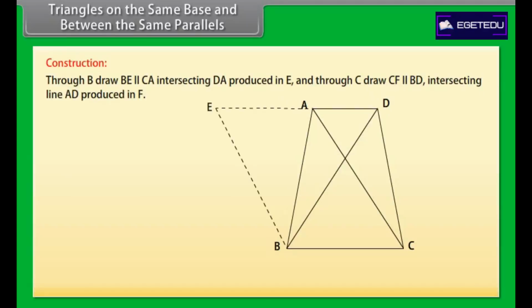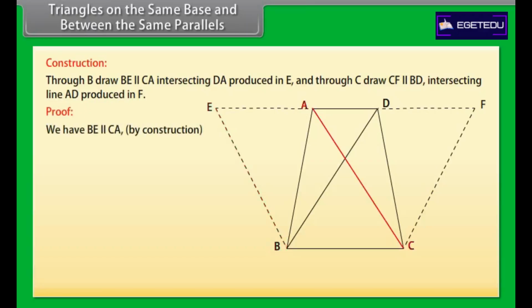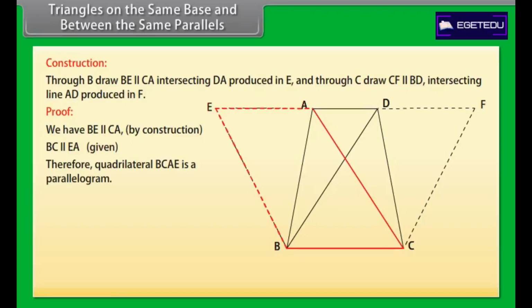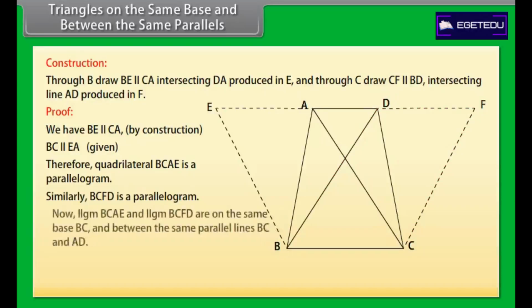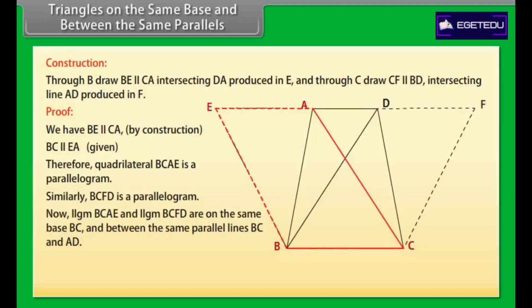Given two triangles ABC and DBC on the same base BC and between the same parallel lines BC and AD. To prove, area of triangle ABC is equal to area of triangle DBC. Construction. Through B, draw BE parallel to CA intersecting DA produced in E, and through C, draw CF parallel to BD intersecting line AD produced in F. Proof. We have BE parallel to CA by construction. BC parallel EA. This is given.